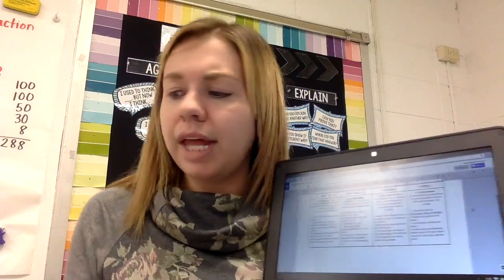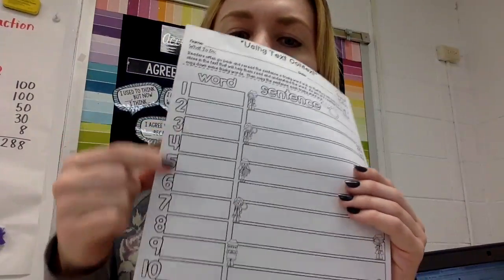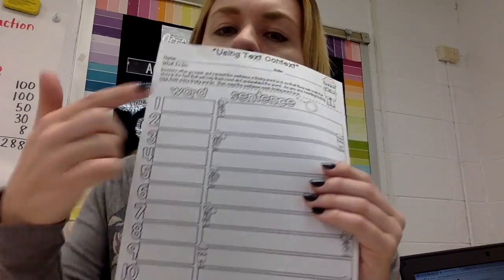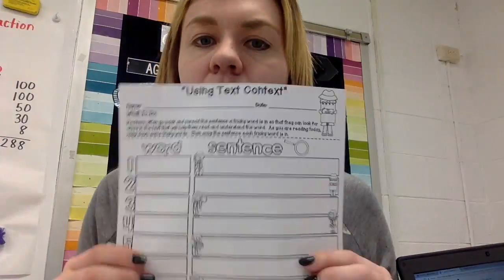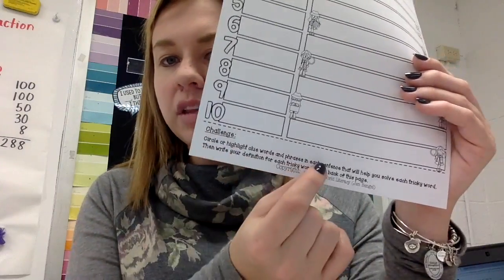I also then have vocabulary, which is the same graphic organizer as last week. I want to find 10 words that I don't know, write the sentence that I found them in, and then if I have time at the end of the week, so I don't want to hear I'm done with centers if you haven't finished this part, the challenge. It says circle or highlight clue words or phrases in each sentence that will help you solve each tricky word. Then write your definition for each tricky word on the back of this page. So then if you have extra time, I want to see those words that were tricky written on the back of your page.